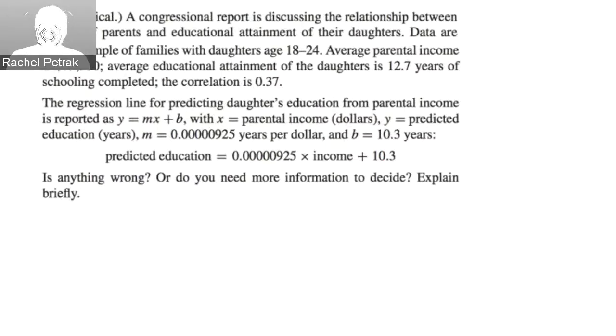So our final problem for regression looks at another hypothetical, where we've got a congressional report discussing the relationship between income of parents and educational attainment of their daughters. The data are from a sample of families with daughters aged 18 to 24. Average parental income is $79,300, and the average educational attainment of the daughters is 12.7 years of schooling. And we've got a correlation of 0.37.